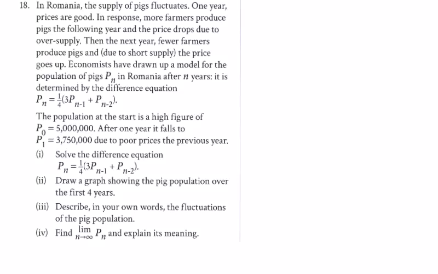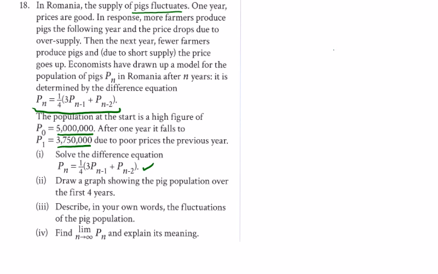Here we have question 18. In Romania, we're dealing with the supply of pigs, and it fluctuates. Given this information in terms of PN, we're told population 0 and population 1. So let's solve this difference equation.